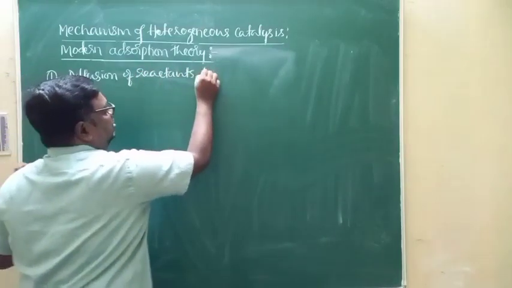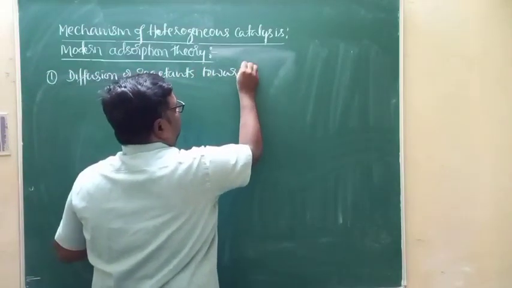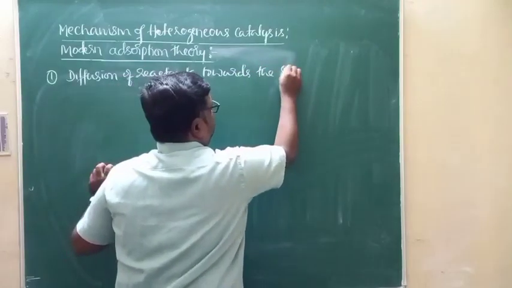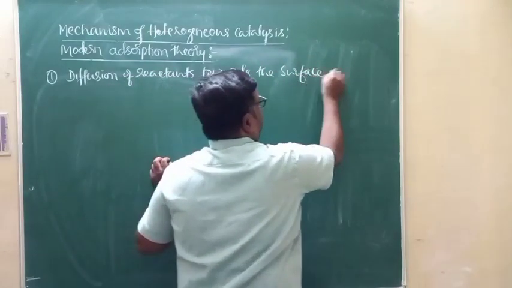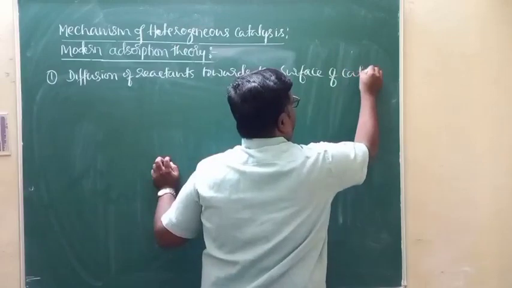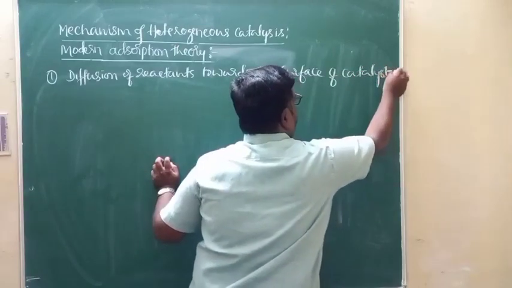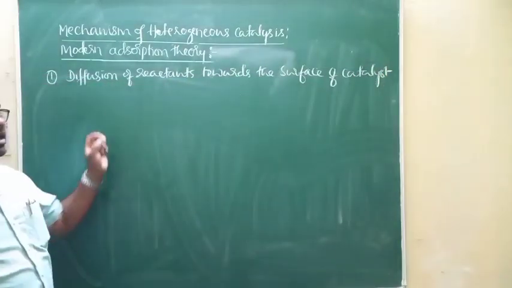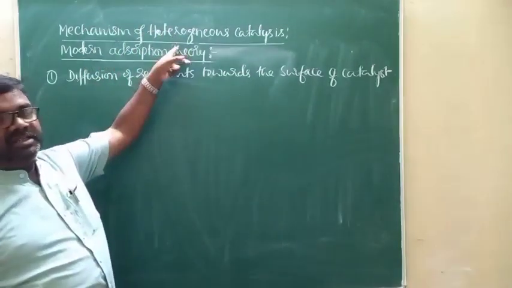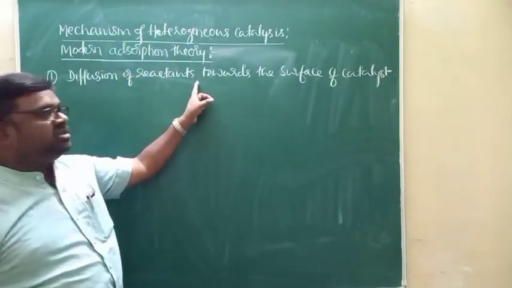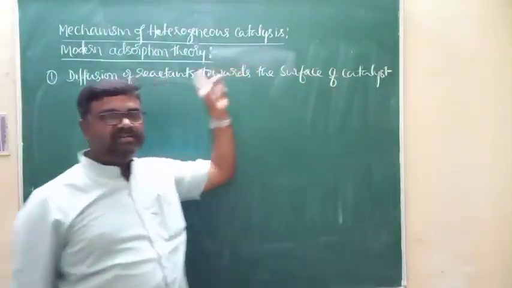Diffusion of reactants towards the surface of catalyst. This is the first step in heterogeneous catalysis. That is, during heterogeneous catalysis, reacting molecules are moving towards the surface of catalyst. That is the first step.